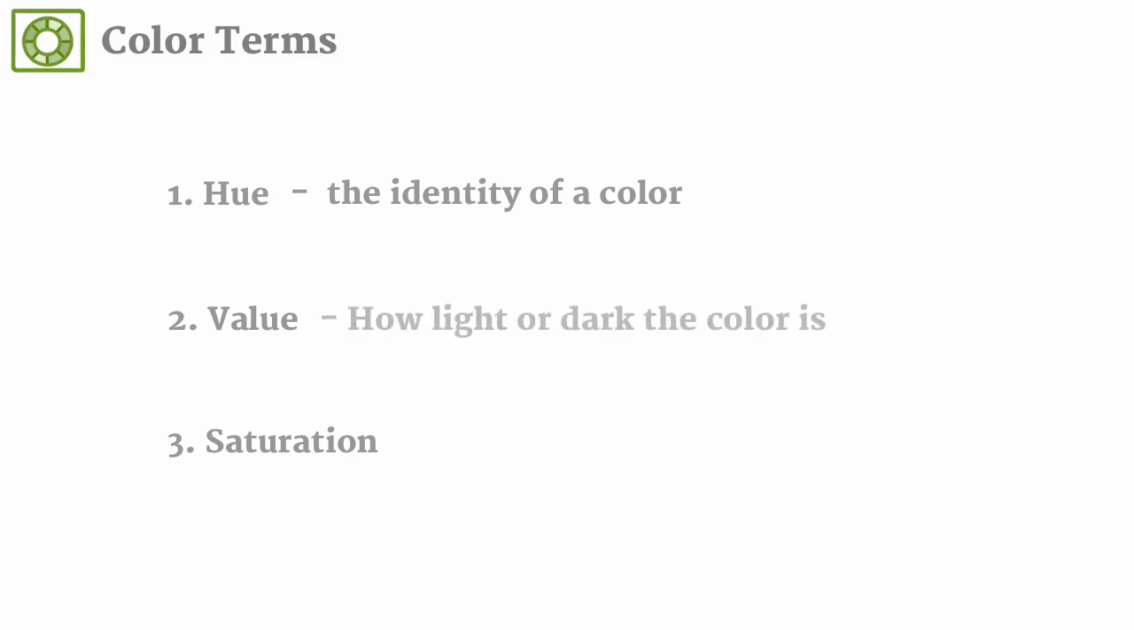Now the second term is value, and that defines how light or dark the color is. And this is also described as the lightness of a color because it often describes in a scene if there's a really intense bright light, then most of your values will appear to be higher in value. But if it's more of a dark scene, then it'll appear to have a lower value to the different colors.